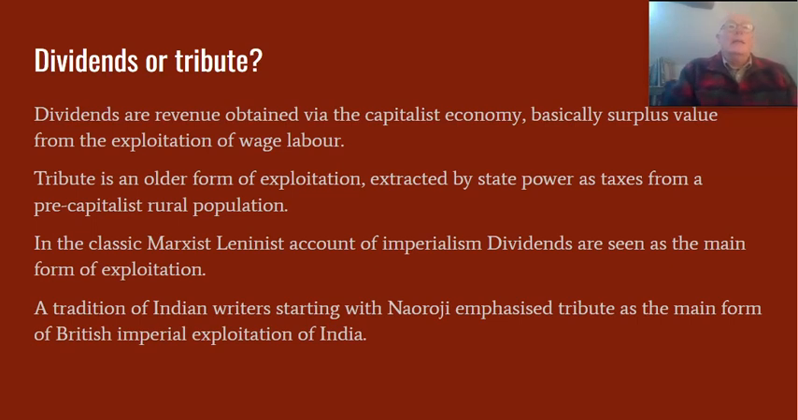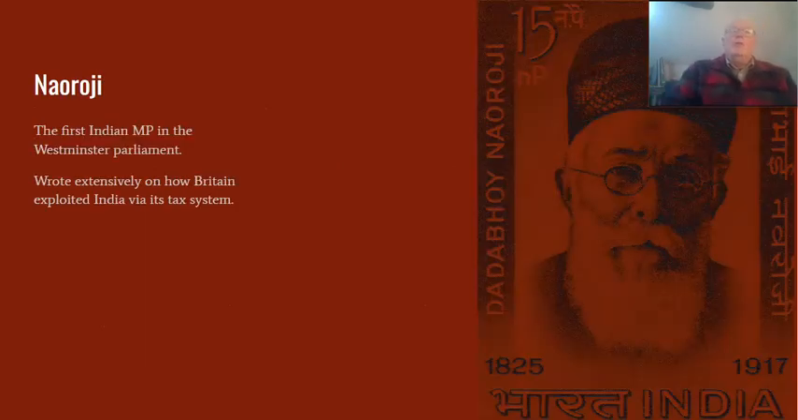In the classic Marxist-Leninist account of imperialism, dividends are seen as the main form of exploitation by which surplus is transferred from the colonies to the metropolis. But a tradition of Indian writers, starting with Naoroji, emphasise tribute as the main form of British imperial exploitation of India. Naoroji was the first Indian member of parliament in the London Parliament, and he wrote extensively in the 19th century on how Britain exploited India via the tax system.